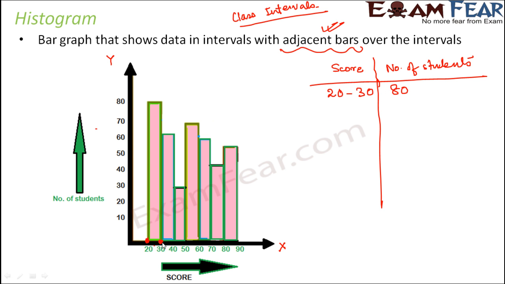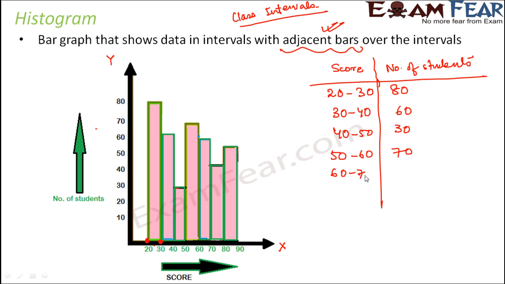Similarly, students who scored between 30 to 40, how many such students are there? 60. Again, students scoring between 40 to 50, how many students? 30. So in this fashion, you can complete the entire table.